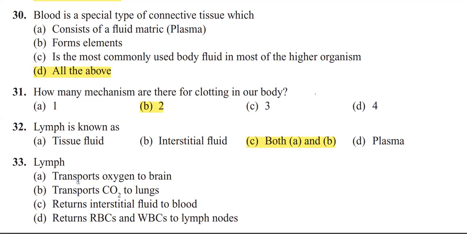Lymph transports oxygen to brain, transports carbon dioxide to lungs, returns interstitial fluid to blood, returns RBCs and WBCs to lymph nodes. Returns interstitial fluid to blood.